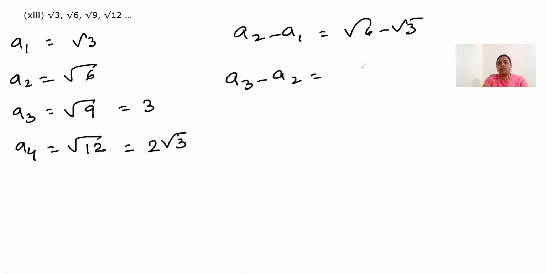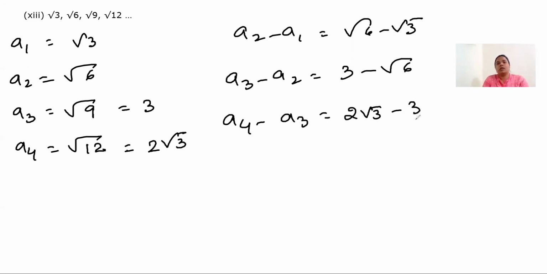A3 minus A2 will be 3 minus root 6. We cannot subtract 3 and root 6 also. Same. 3 is a constant. Can you subtract 3 minus x? No. Same way, 3 minus root x will be the same thing. No answer of that. A4 minus A3 will be 2 root 3 minus 3. We cannot subtract. In this we have root 3. In this we do not have root 3. So we cannot solve it further. The difference is not same. It is not an AP.